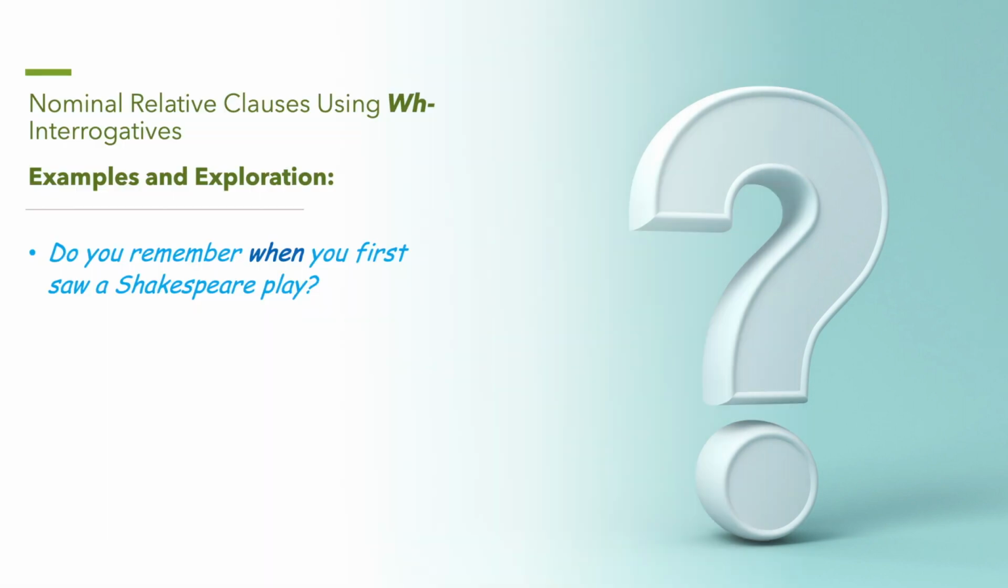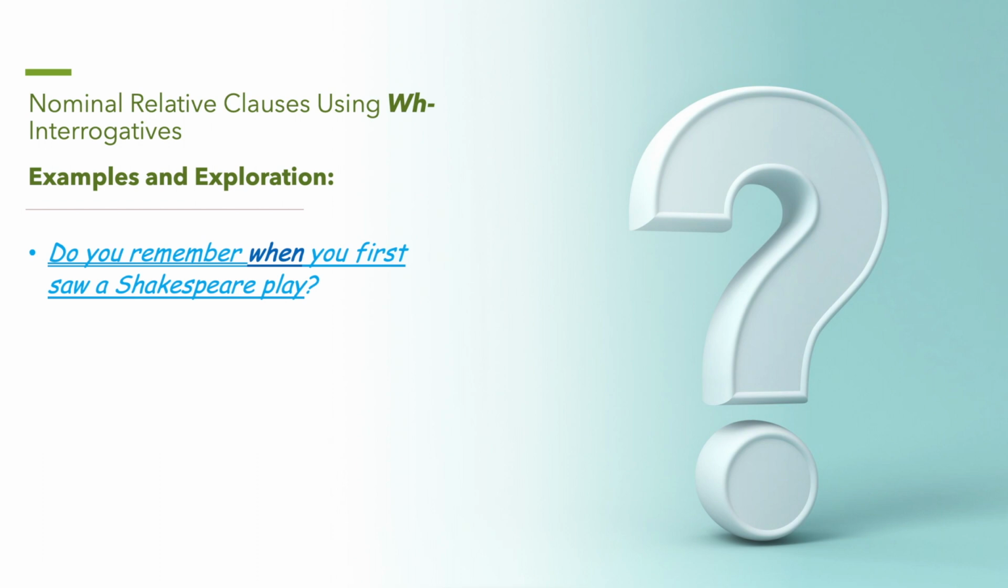The first one is, do you remember when you first saw a Shakespeare play? As I mentioned before, the relative clause is when you first saw a Shakespeare play. But what about the rest of the sentence? The sentence starts out with, do you remember? That, I'm sure you can tell, is an independent clause. You can use that all by itself. For example, I might say something like, "We had so much fun at the beach last year. Do you remember?" See, that "do you remember" makes sense, and it's all one sentence by itself.